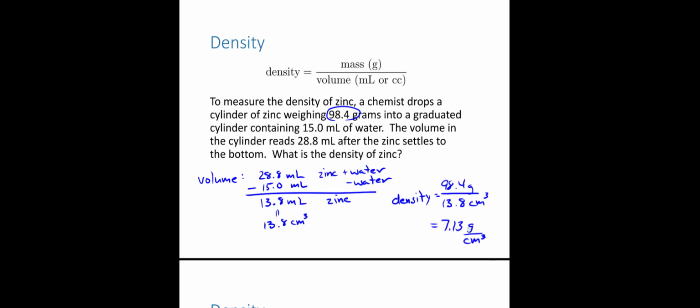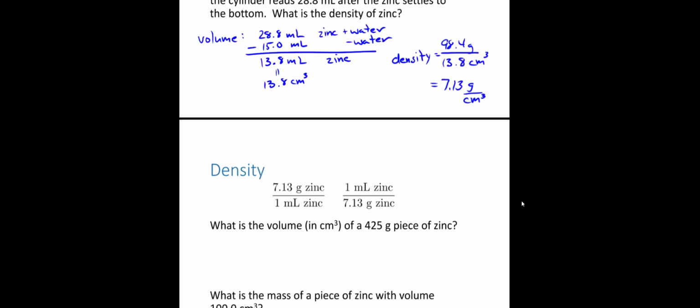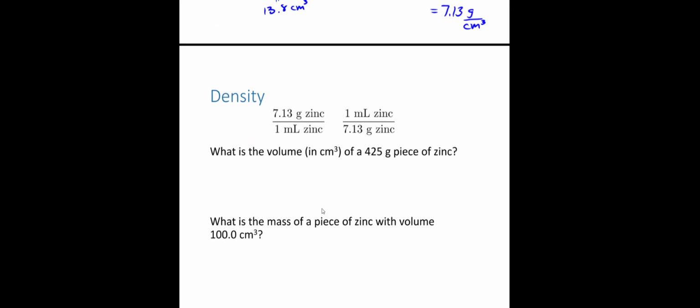Now that we have that, let's apply that in a couple different problems here. So you see, I can take the density and rewrite it as conversion factors. Remember, I said this is per 1 ml or per 1 centimeter cubed. I'll leave it as milliliters here after all. So let's go ahead and use the information in a practical way. So let's find the volume of a 425 gram piece of zinc.